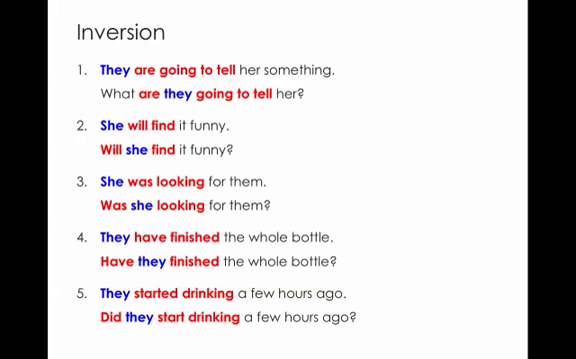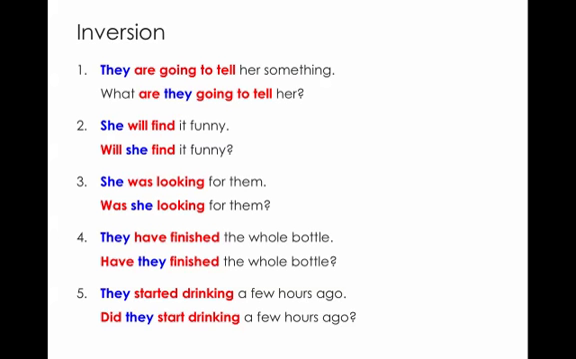Did they start drinking a few hours ago? Notice here we need the auxiliary verb did. Now the auxiliary verb in a verb phrase is the verb that helps us do something. In this case it's helping us make a question. There are other auxiliary verbs on this screen at the moment.